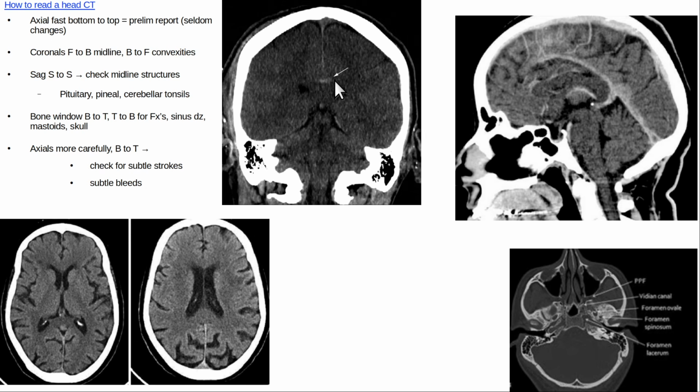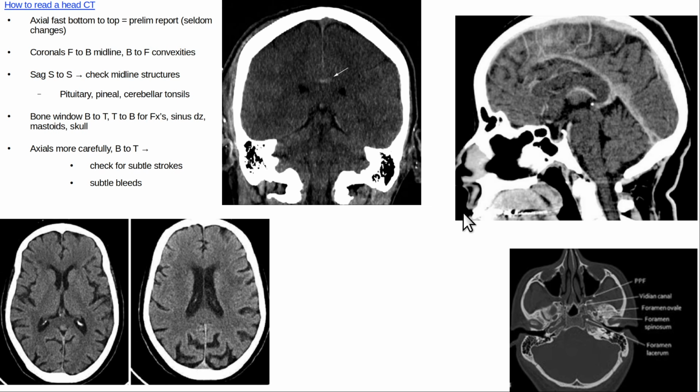coronal images, because these are, as it were, cut from front to back. And I look real carefully at the midline, the interhemispheric fissure, to make sure there are no bleeds in there. So I go all the way to the back, then I come all the way forward. Now, when I'm coming forward, I'm looking along the convexities of the brain. The outer surface of the brain is convex. And I look for subtle bleeds along there.